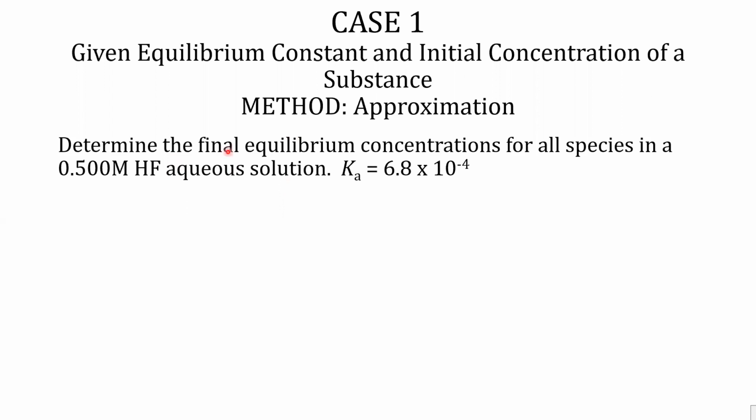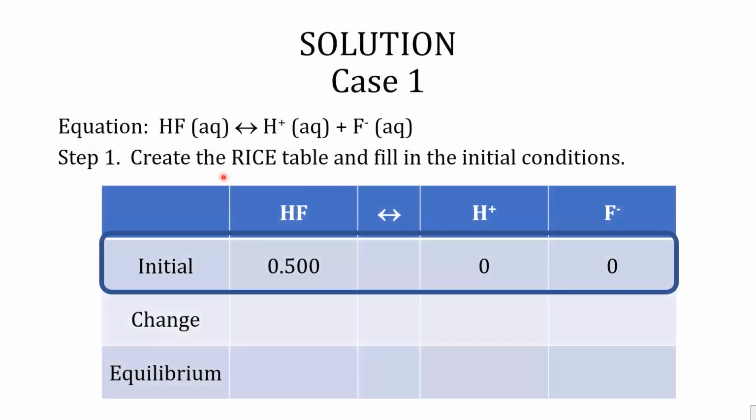The problem is to determine the final equilibrium concentrations for all species in a 0.500 M HF aqueous solution. K equals 6.8 times 10 to the minus 4. The balanced chemical equation is HF in equilibrium forms H+ and F-. Step 1 is to create the RICE table and fill in the initial conditions. The initial concentration of HF is 0.500 molar, where H+ and F- are both 0.